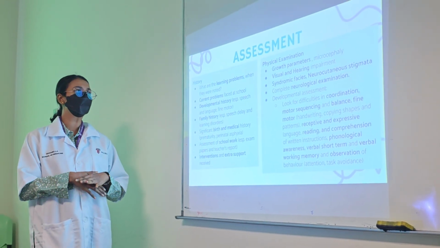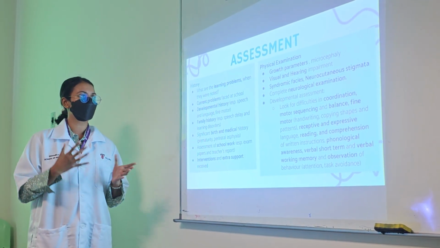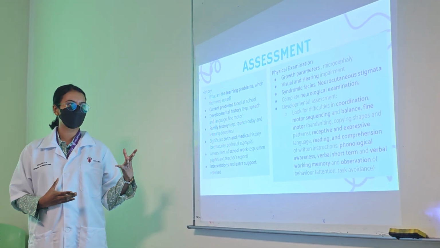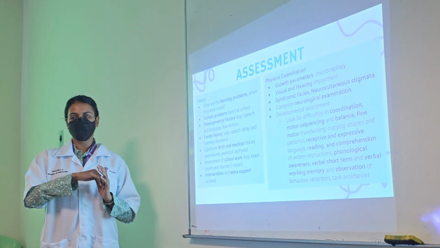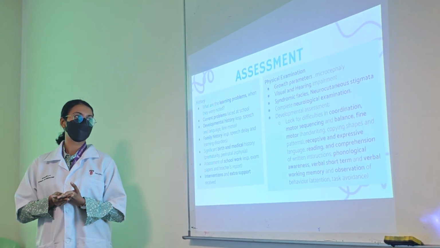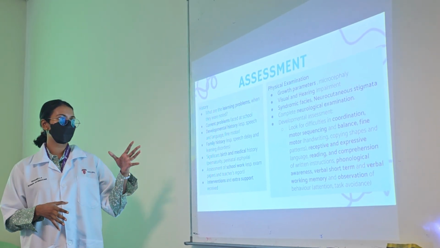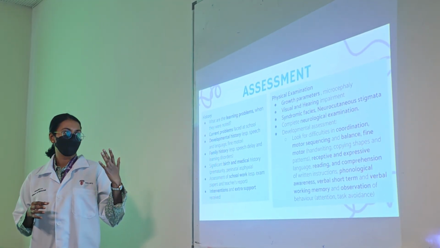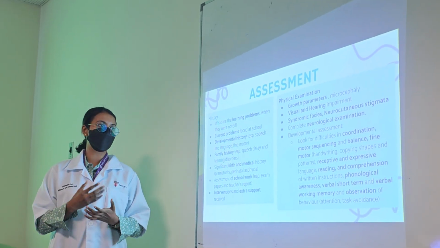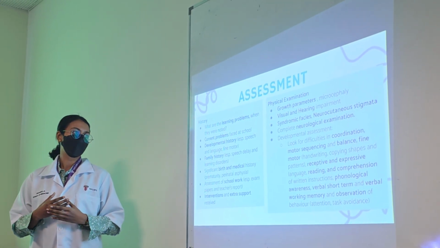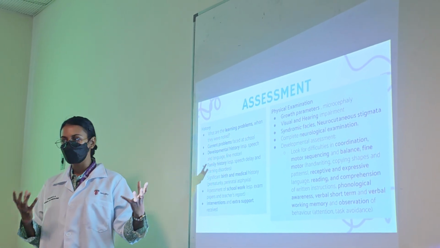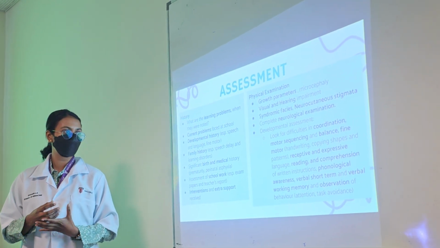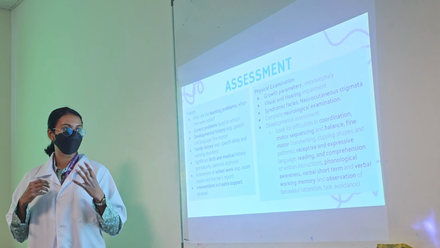Then for physical examination, look at their growth parameters, any microcephaly, any hearing or visual impairment, any syndromic faces, neurocutaneous stigmata, and also do a complete neurological examination to rule out anything. And also important to look at their developmental assessment. Look for coordination, motor sequencing, balance, their fine motor, their receptive and expressive language, their reading and their understanding, their phonological awareness, verbal short-term and verbal working memory, and also observe their behavior.